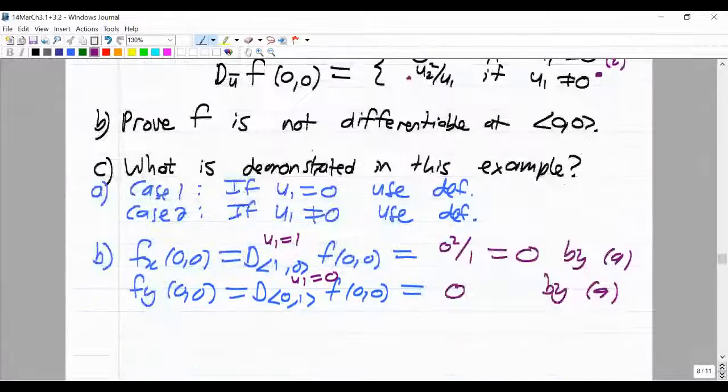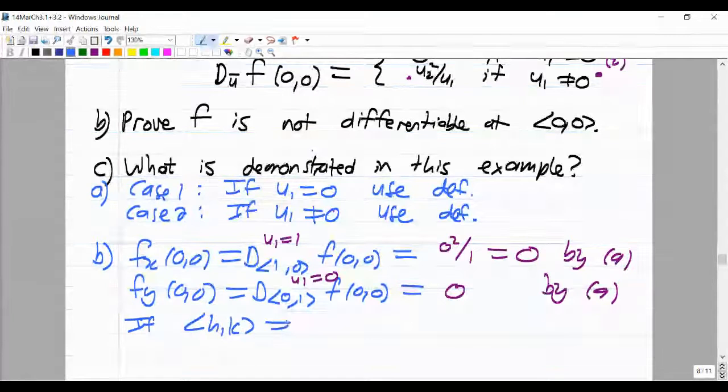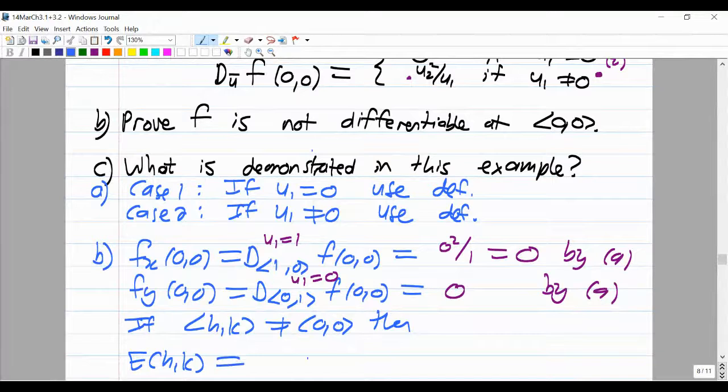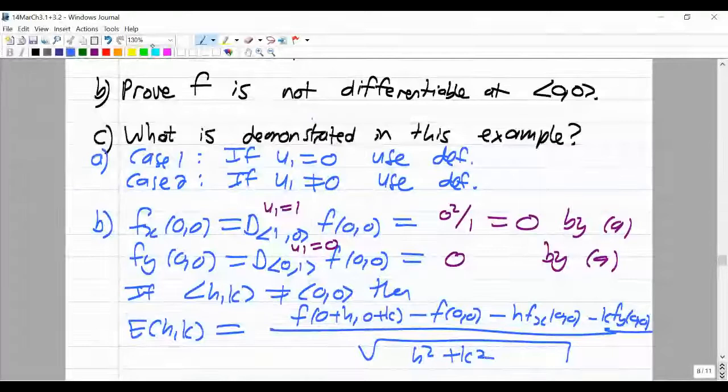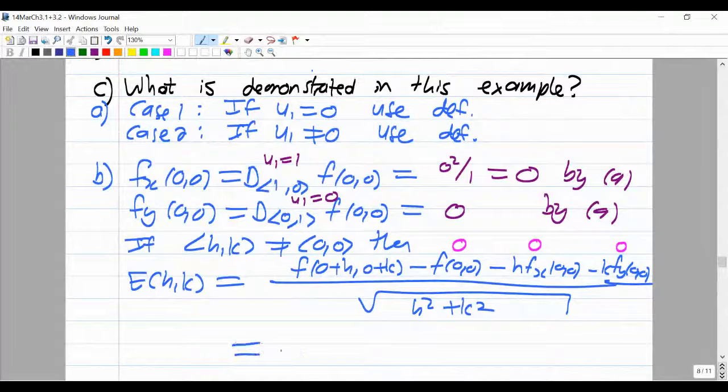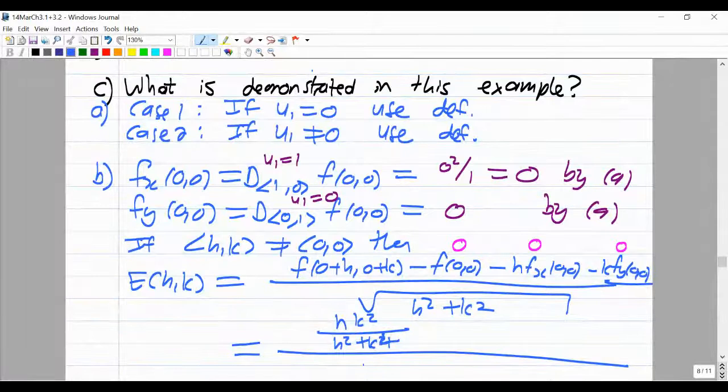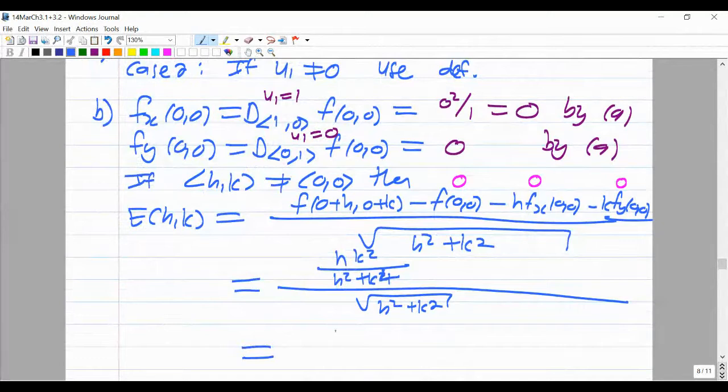So now we've got to say, if we're not at the origin, then our friend, the crocodile, is defined to be f of (0 plus h, 0 plus k) minus f of (0, 0) minus h f partial x at the origin minus k f partial y at the origin, over the square root of h squared plus k squared. Now, I'm not going to bore you. k times 0 is 0. h times 0 is 0. f at the origin is 0. So double check later today that you agree that the crocodile ends up being h k squared over (h squared plus k to the power 4), all over the root of h squared plus k squared. Which then obviously, if you turn it into a fraction, it becomes this.